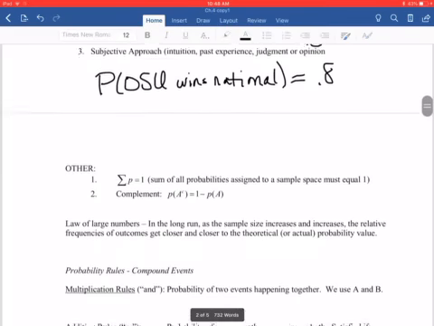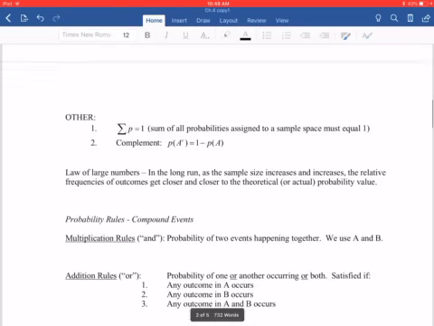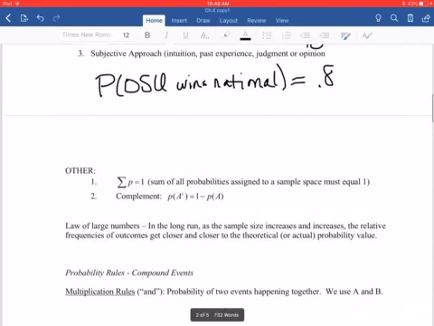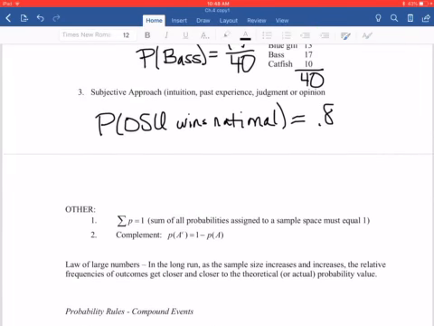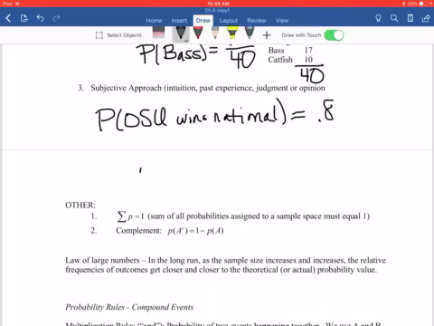Okay, so when we talk about probabilities, just to recap here, probabilities always fall between 0 and 1. You don't want to forget that one. Okay?